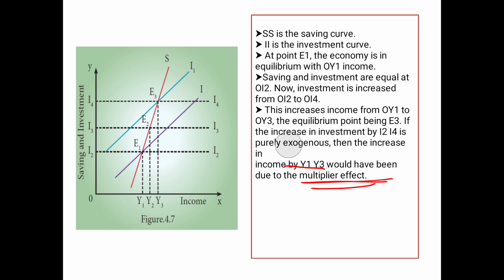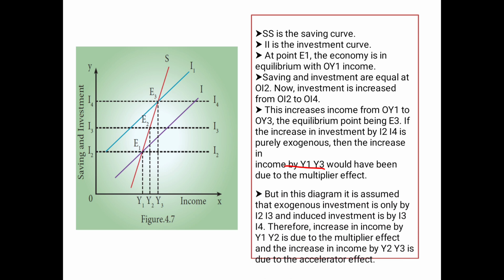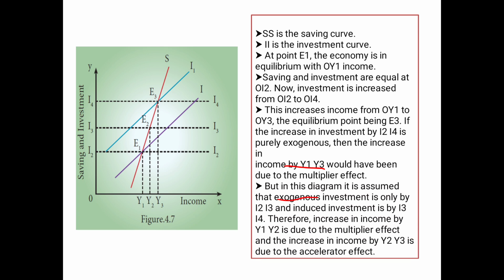So we saw the movement now. Next one: in this diagram, it is assumed that exogenous investment is only from I2 to I3, and induced investment is from I3 to I4. So what happens to the income? It increases from Y1 to Y2, later on Y2 to Y3. When income increases from Y2 to Y3, we call it the accelerator. When it moves from Y1 to Y2, we call it the multiplier effect.